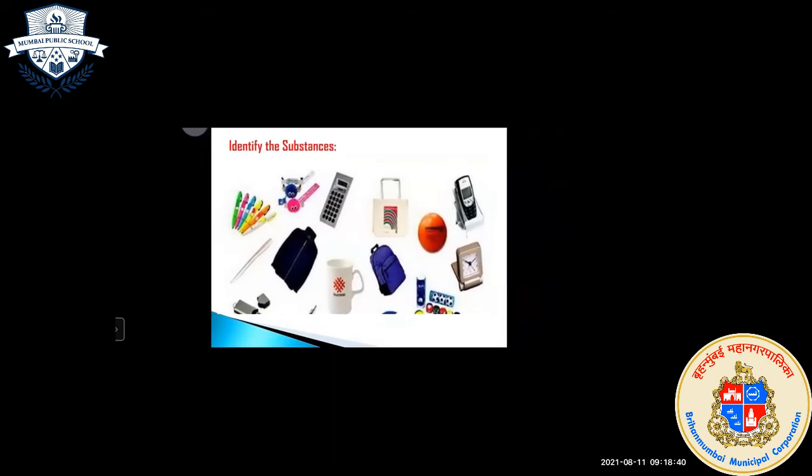Now here, students, identify the substances. Pictures of objects are given which we find at our home. These are very common objects. Now tell me the name of any two objects and of what substance they are made. I will give you one example. Here a pen is given. So your object is pen and substance is plastic. Like this, you give me one example. Chalo.